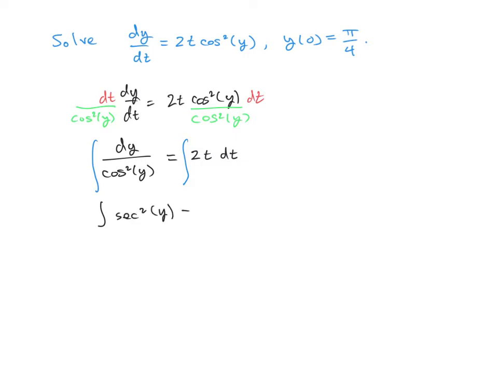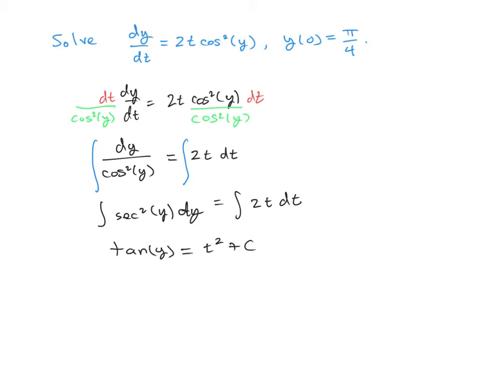And that's equal to the integral of 2t dt. Well, the integral of secant squared is just the tangent of y, one of the integrals from calculus we have to memorize. On the right-hand side, we get t squared plus c.